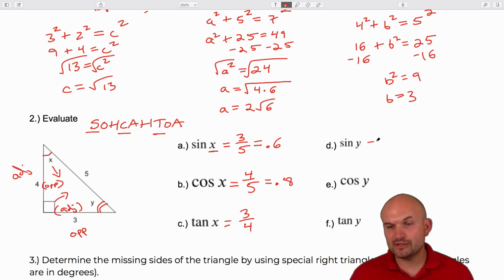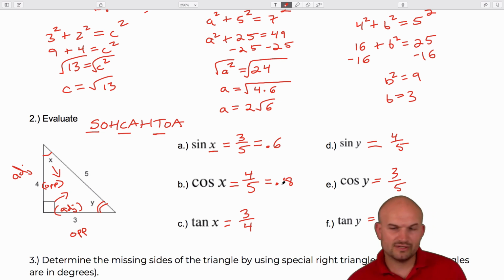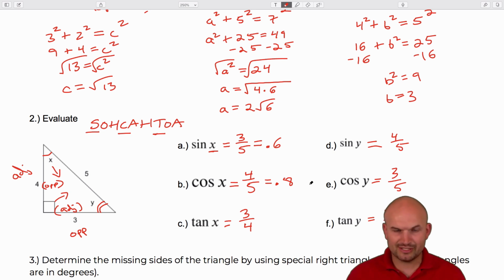So now, if I'm looking for the sine of y, I'm looking for the opposite over hypotenuse, which is 4 over 5. If I'm looking at cosine, I'm looking for the adjacent over hypotenuse, which is 3 over 5. And the tangent is going to be the opposite over the adjacent, which is 4 over 3. Okay, and hopefully you can recognize some relationship here, the connections between sine, cosine, and tangent based on which angle you are referring to.